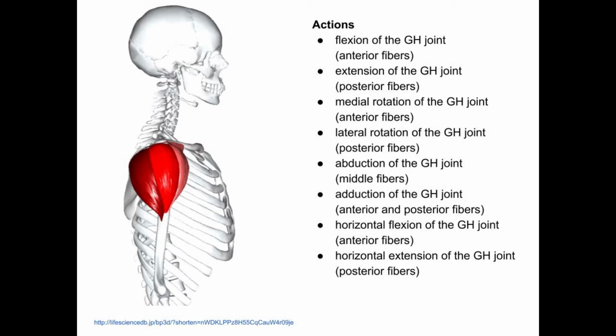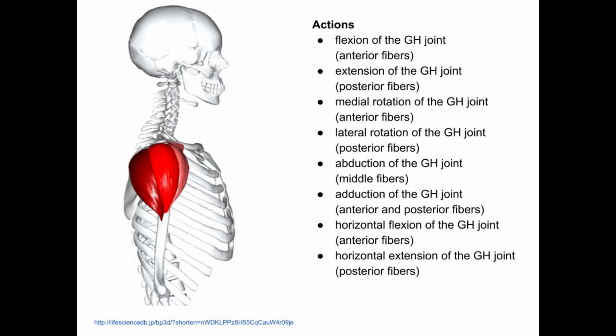Posterior fibers can do lateral or external rotation of the GH joint. Those fibers run lateral on the humerus to medial on the posterior part of the scapula. When they contract, they would rotate the anterior surface of the humerus away from the midline of the body, therefore producing lateral or external rotation of the GH joint.